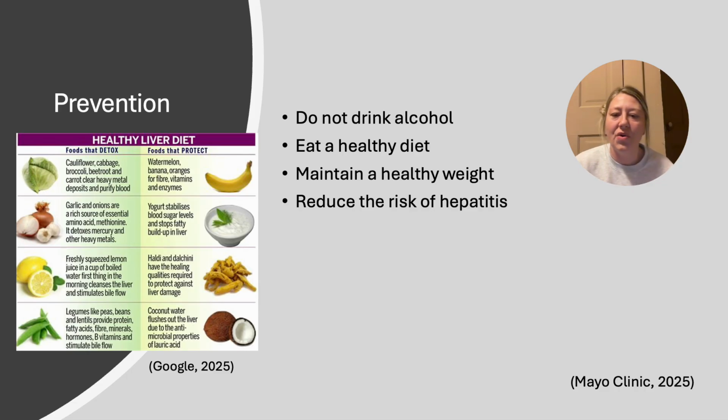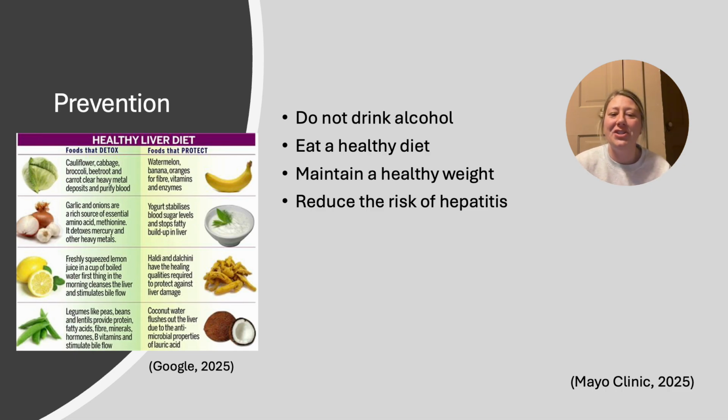All right, so now the prevention measures of cirrhosis of the liver. Biggest one, number one on the list, do not drink alcohol. If you have liver disease, you should not consume any kind of alcoholic drink. Eat a healthy diet. We want to choose a diet that's full of fruits and vegetables. Select whole grains and lean sources of protein.